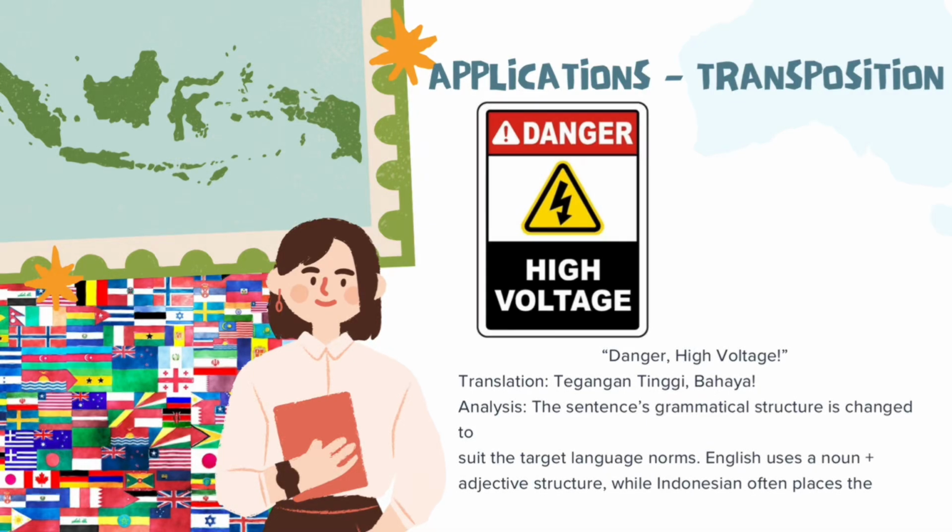Now, for the fourth application, which is transposition, we have the sign danger, high voltage, which is translated to Indonesian as tegangan tinggi, bahaya. The analysis of this sign is that the sentence's grammatical structure is changed to suit the target language norms. In this case, the English grammatical structure is changed to suit Indonesian language norms, which explains that English actually uses an adjective plus noun structure, while Indonesian often places the adjective after the noun.